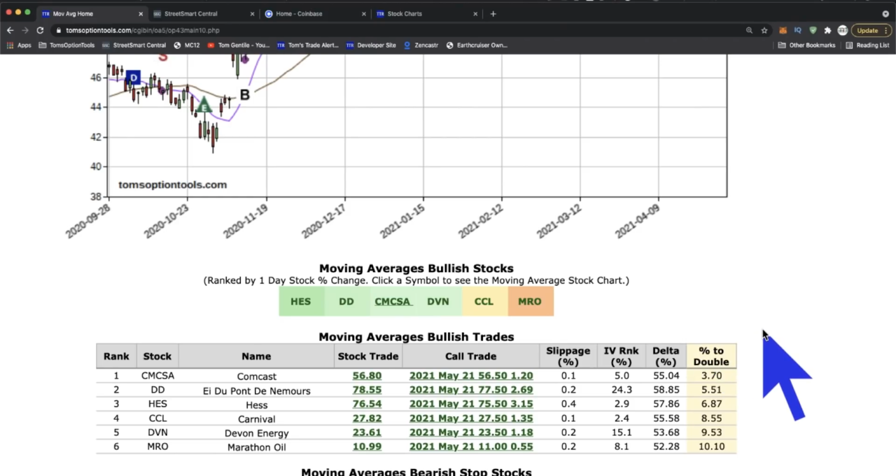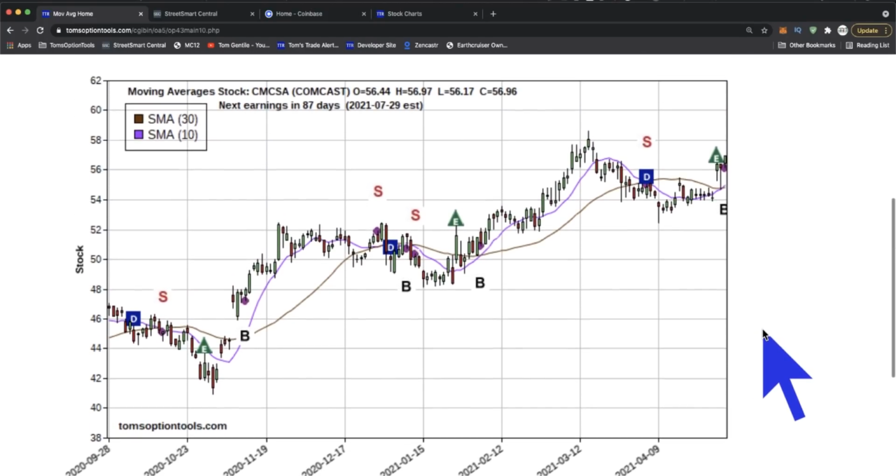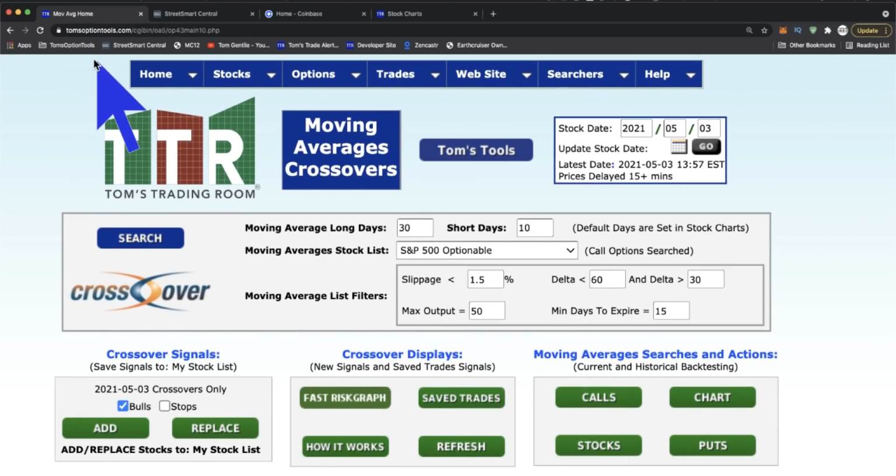And then finally, it's a matter of looking at this information one more time and getting an idea of what option strategy works best for you. So that's how we, again, look at, evaluate, and scan this particular type of strategy using tomsoptiontools.com.